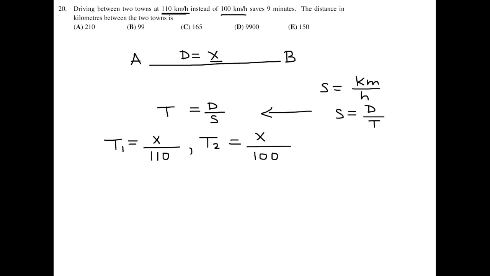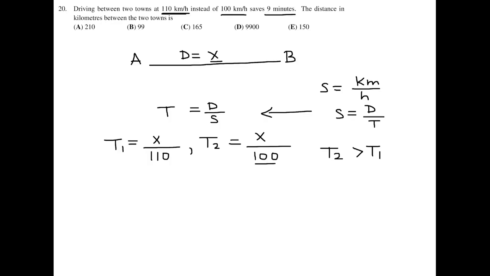All right? Now, which of these times is greater? Well, when you are traveling at a slower speed, it will take you more time. So the slower speed is 100. So therefore T2 is greater than T1. But by how much is T2 greater? Well, they tell you by 9 minutes. There's a 9-minute difference between those two times.